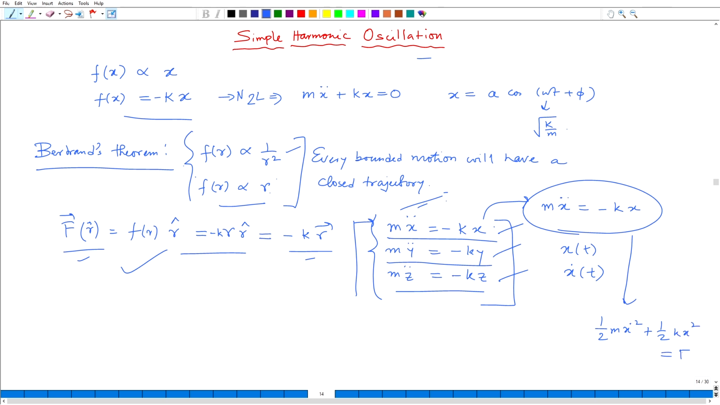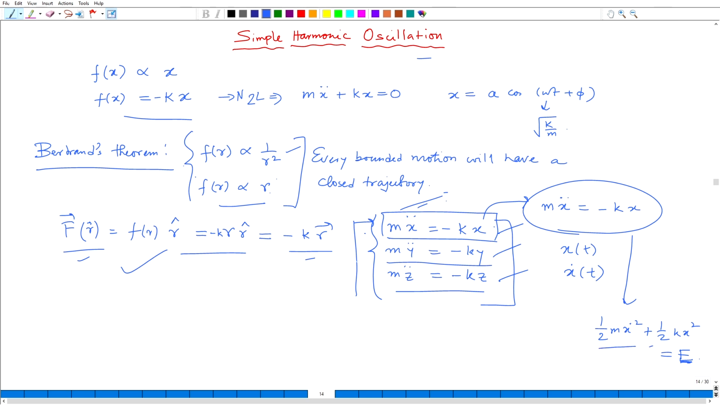This is the total mechanical energy in 1D. If this is a conserved quantity, and we know this is a conserved quantity here, then at least for the 1D case it is conserved. For 3D cases there is a certain thing you can always write. Just from this equation you can easily show that this is a conserved quantity.